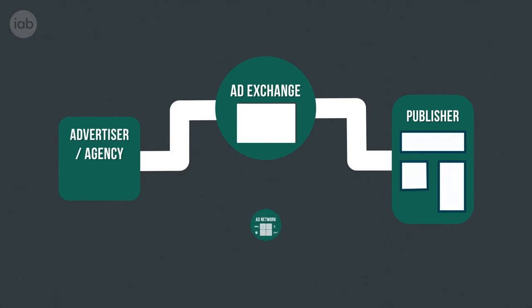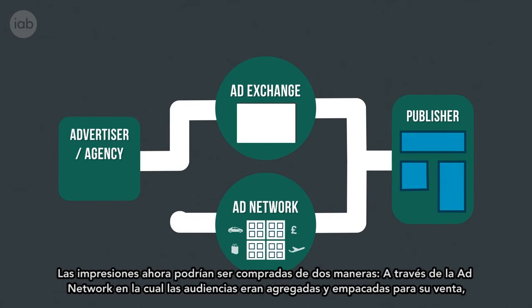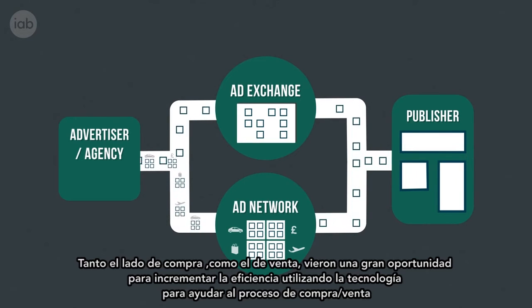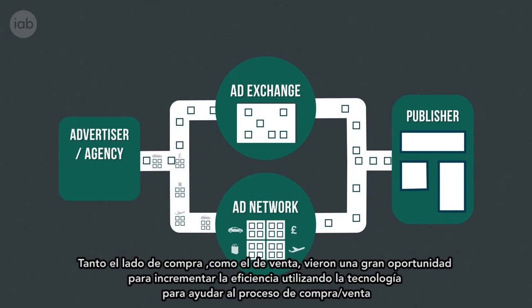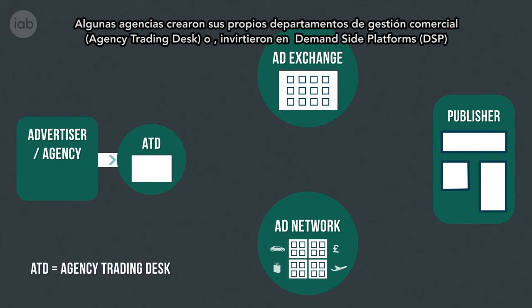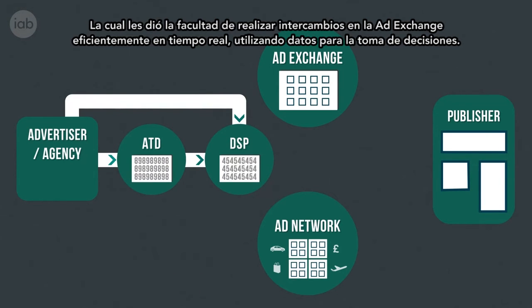So, impressions could now be bought in two ways: the ad network, where it was aggregated and packaged up, and the ad exchange, where there was the opportunity to buy a specific audience. Both buy and sell side saw a massive opportunity here to increase efficiency and use technology to help the process of buying and selling. Some agencies created their own proprietary agency trading desk, or invested in demand-side platforms, which gave them the ability to trade on the ad exchange efficiently and in real time, using data to influence their decision-making.